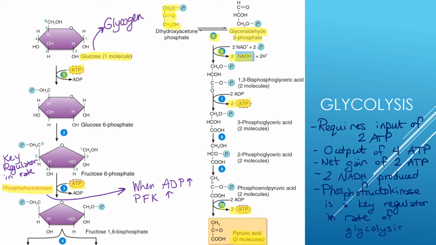Just meaning that if phosphofructokinase has low activity, then glycolysis can't really proceed very quickly, so a low activity of phosphofructokinase will decrease the rate of glycolysis. And when there's a high activity of phosphofructokinase, then the rate of glycolysis increases.